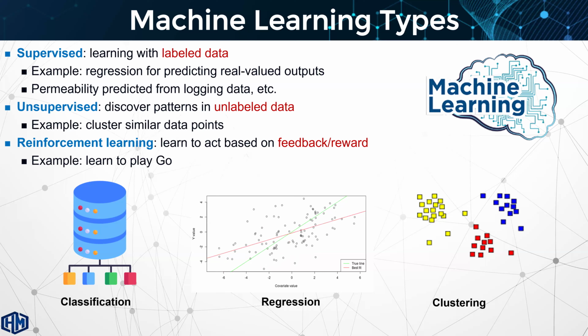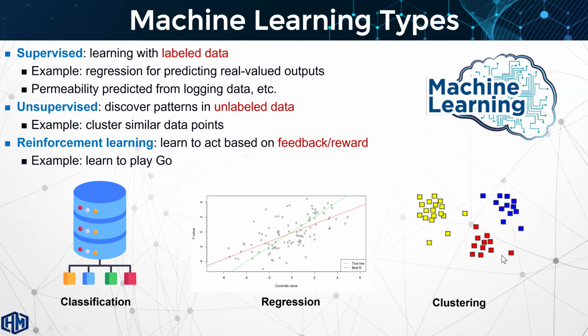On the other hand, unsupervised learning is based on unlabeled data, which means we have a set of algorithms that try to discover the inherent patterns in the data. For example, data clustering or dimensionality reduction techniques and so on. The third technique is reinforcement learning, which is based on feedback and reward algorithms.